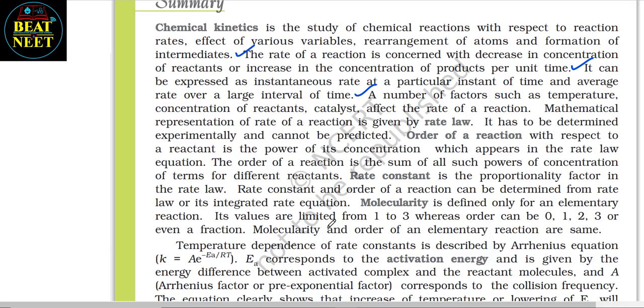Mathematical representation of rate of reaction is given by rate law. It has to be determined experimentally and cannot be predicted. Order of a reaction with respect to a reactant is the power of its concentration which appears in the rate law equation. The order of a reaction is the sum of all such powers of concentration terms for different reactants. Rate constant is the proportionality factor in the rate law. Rate constant and order of a reaction can be determined from the rate law or its integrated rate equation.